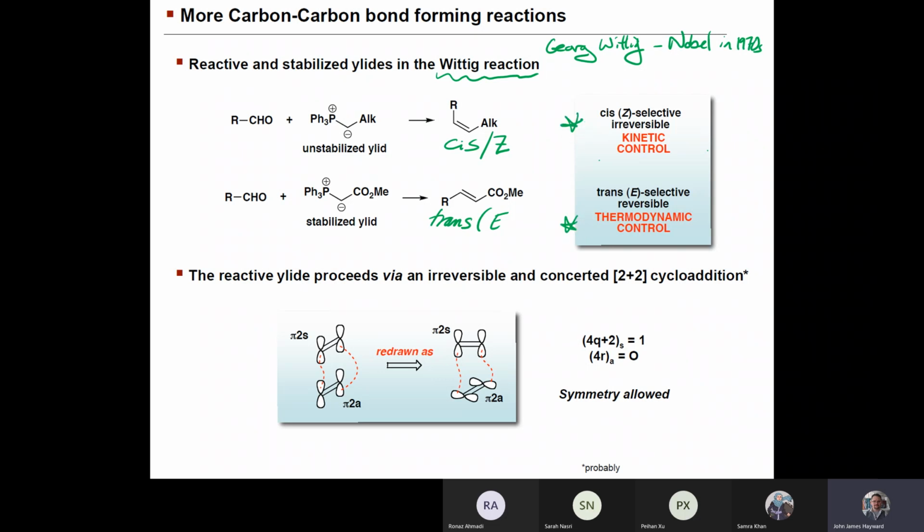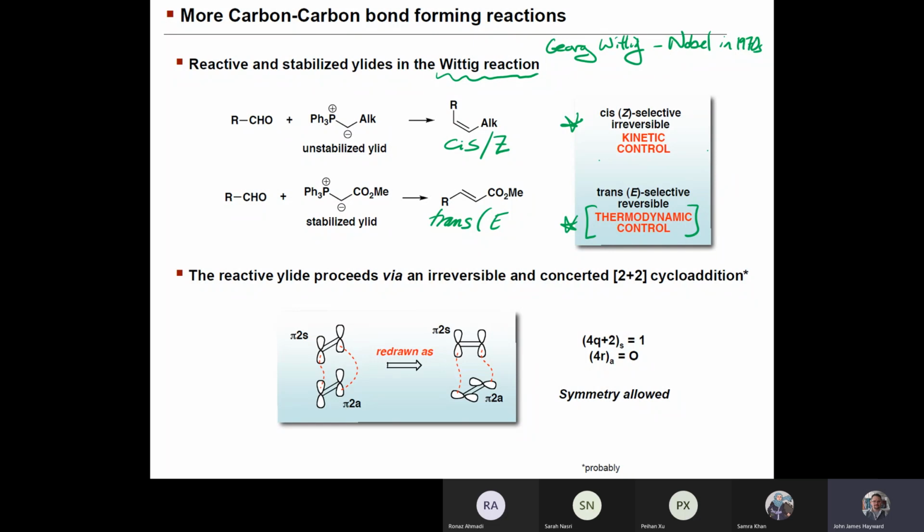And the thing to remember is that the Z selective reaction, the cis reaction, is under kinetic control. And the trans selective reaction is probably also under kinetic control, but it's a very different system. Now, the interesting thing about the Wittig reaction, like I say, he got the Nobel Prize in the 70s. He did a lot of the early work in the 40s and 50s even, and we're still not absolutely sure of the mechanism, which is really saying something.